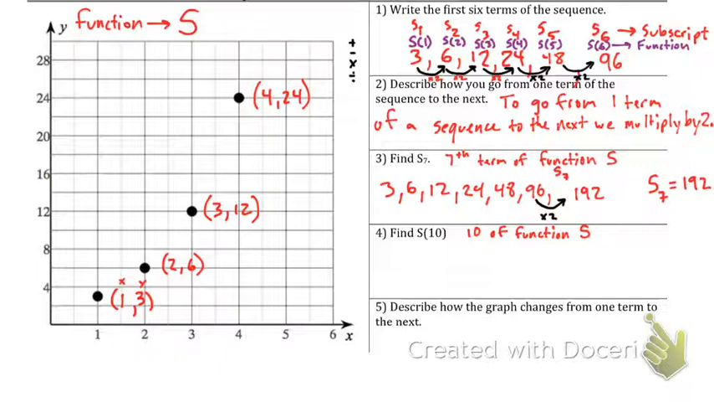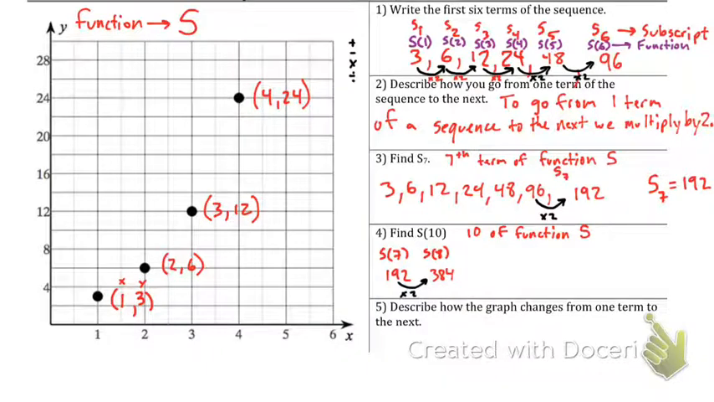Okay, so we know S of 7 is 192. So let's find the 8th term. So take out your trusty calculator if you have one, and we know how to get to the next term. We just multiply by 2. So here to here, multiply by 2. And if you get your calculator out, you have 384.